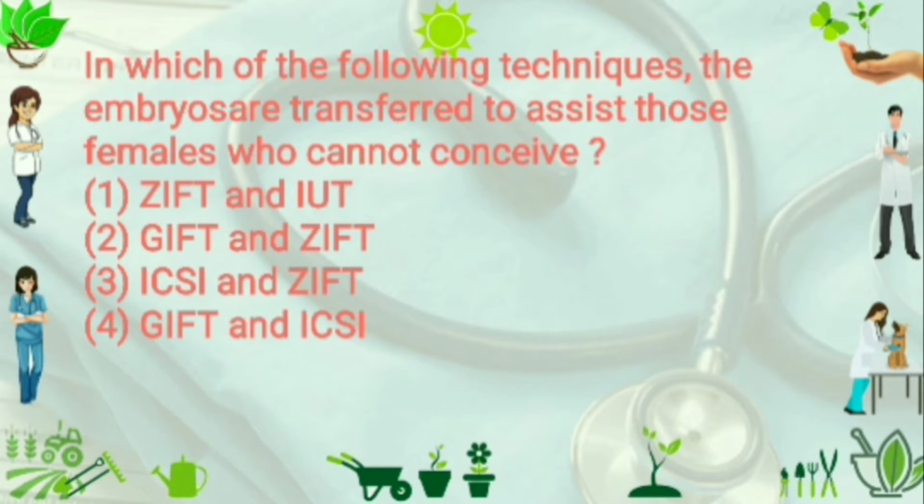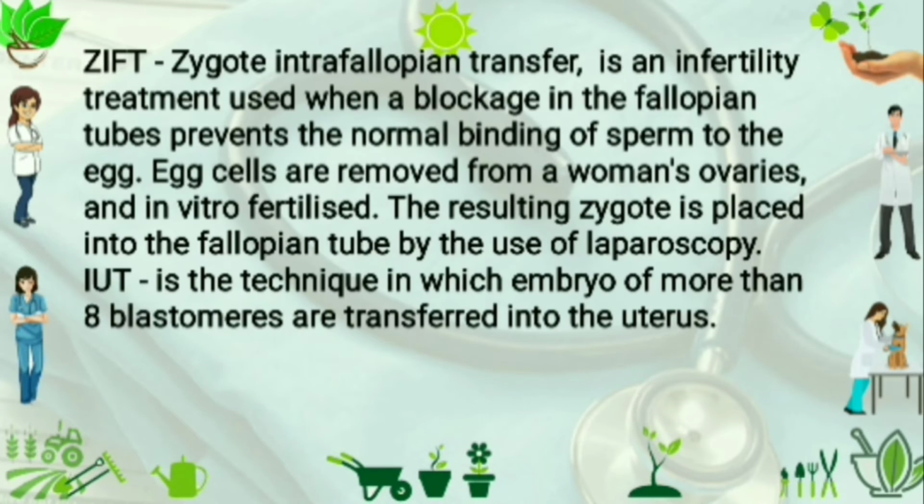In which of the following techniques are the embryos transferred to assist those females who cannot conceive? So we have to remember, here two procedures are given in the options. Which one will be the answer? The answer is zygote intrafallopian transfer and IUT. First one: what do we mean by zygote intrafallopian transfer?